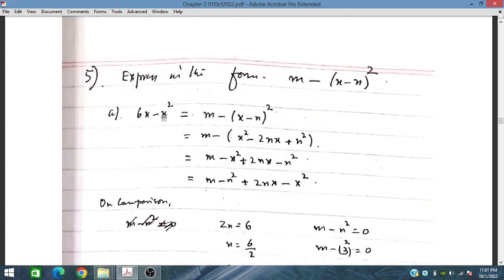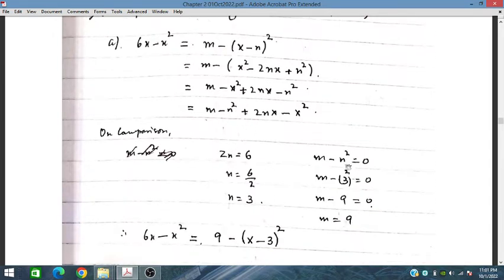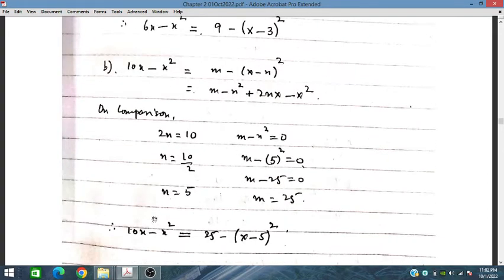We have to express this equation in this form. So we will write it in expanded form, and we will compare these values. Here this is the same. So 2n is equal to 6 and m minus n square is 0. So this is n, and from n we can place it and get the value of m. By getting n and m, we put these values of m and n here, and we get this shape in this one. Similarly for the other problems.